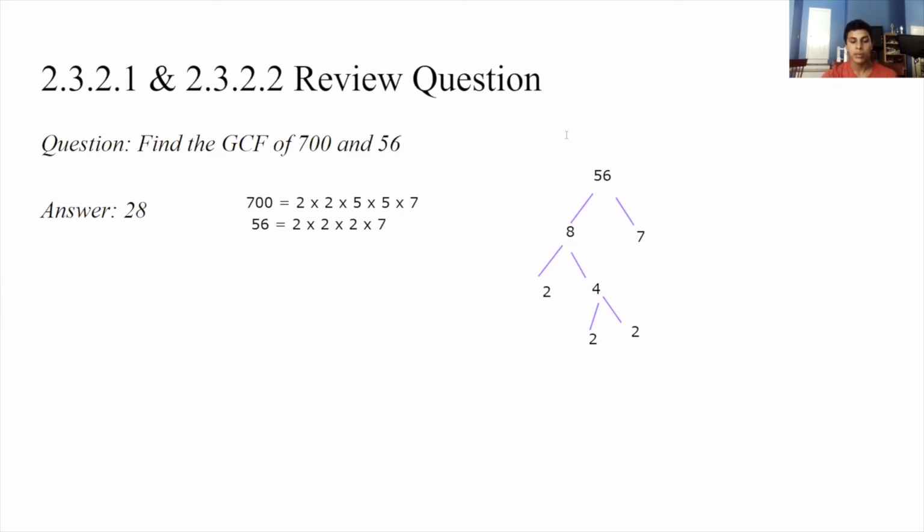So now remember that my next step is to figure out what prime factors they do not have in common and eliminate those. We're talking about greatest common factor, so we need to eliminate the numbers that they don't have in common. Well, they both have 2's, they both have 7's, but 700 has 2 5's and 56 doesn't have any 5's. So now we need to eliminate all the 5's and just pretend like they didn't exist in the first place, because we don't have to worry about them at all.